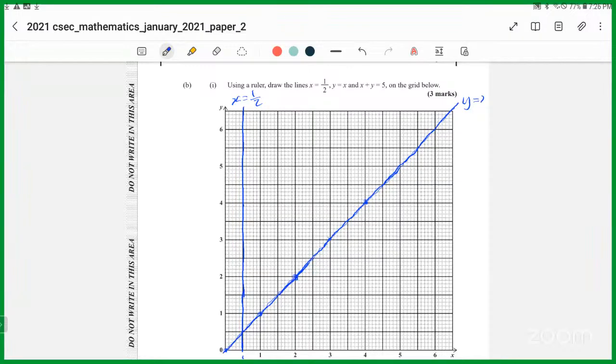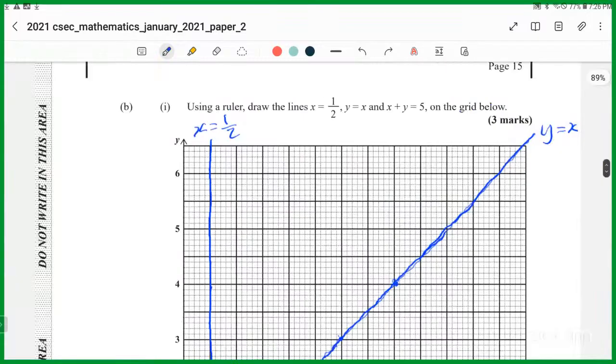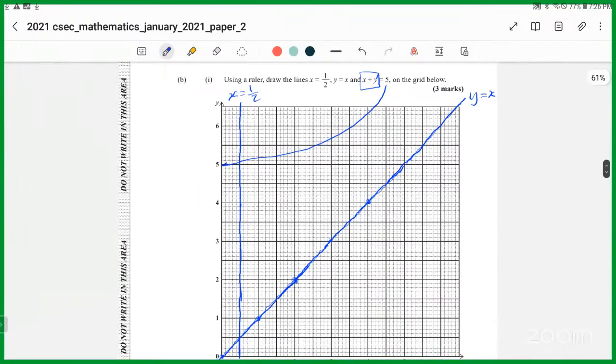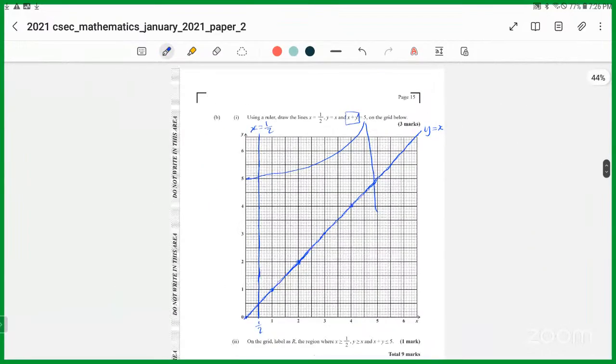Then they need the line x plus y equals 5. Again, this is a very common and popular line. I call it the x plus y lines. Because x plus y equals 5 means that it crosses the y-axis at 5 and also crosses the x-axis at 5. That's the x plus y equals lines. Right? And it's easy to understand why that is so.